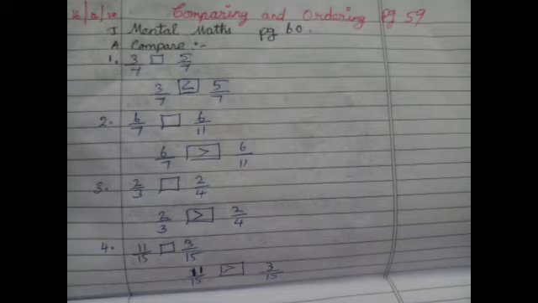Next, third sum is 2 by 3 and 2 by 4. Same case, numerators are equal, denominators are different. So compare the denominators, 3 and 4. 3 is the smaller denominator, so 2 by 3 is the bigger number. Next, fourth one, 11 by 15 and 3 by 15. Denominators are both equal, so compare the numerators, 11 and 3. 3 is the smaller one, 11 is the bigger one. So 11 by 15 is the bigger one. Coming to the fifth question, 8 by 3 and 2 by 3. Denominators are equal, so compare the numerators. 8 by 3 is the bigger one.